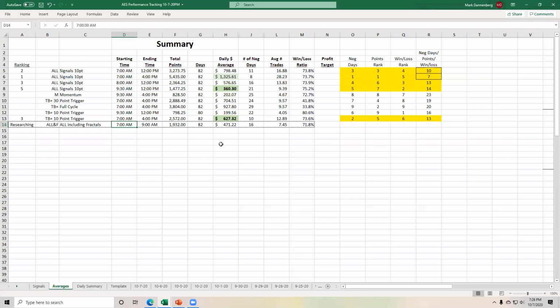Paul's asking, currently it looks like the 7 to 4 yields 20% down days, and the 7 to noon looks like 35% down days, correct?